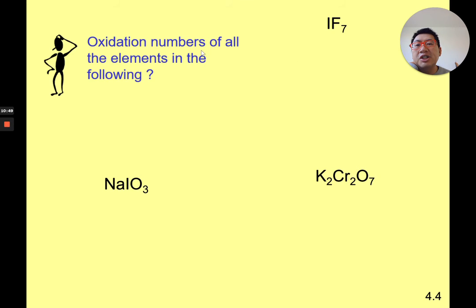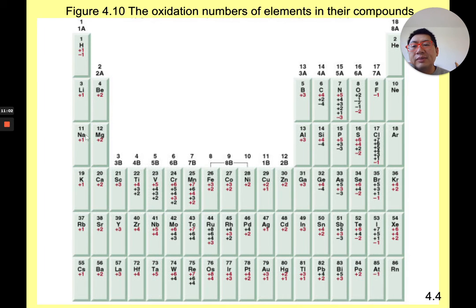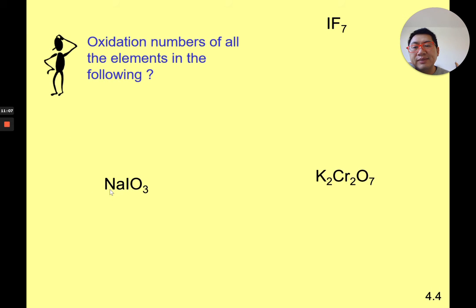Okay, let's find the oxidation number of all the elements in the following compounds. Sodium, iodine, that's I for iodine, and 3 oxygens. I know the charge of sodium. Sodium is a group 1 metal. Group 1 metals are always +1, no exceptions. Oxygen, I also know the charge. Oxygen's usually -2, unless it's hydrogen peroxide, but it's not hydrogen peroxide. So sodium I know, +1. Oxygen I know, -2. So the only one I don't know is iodine.